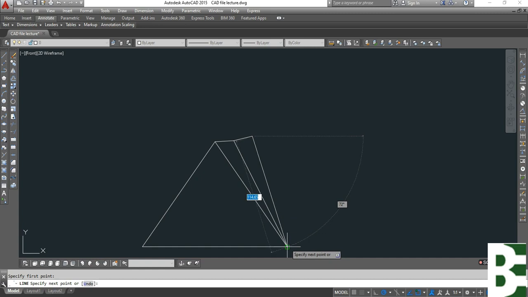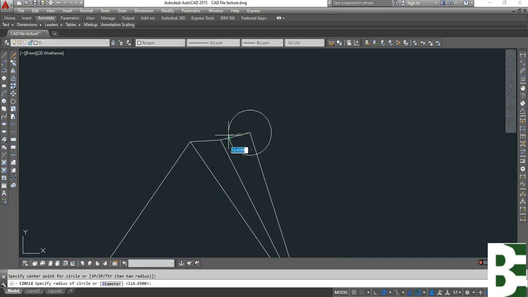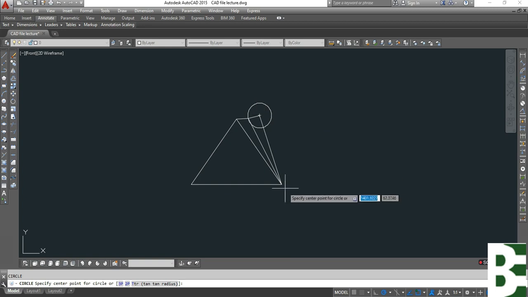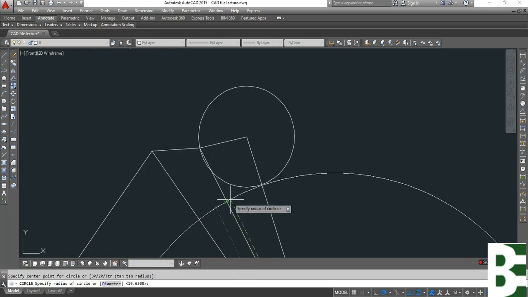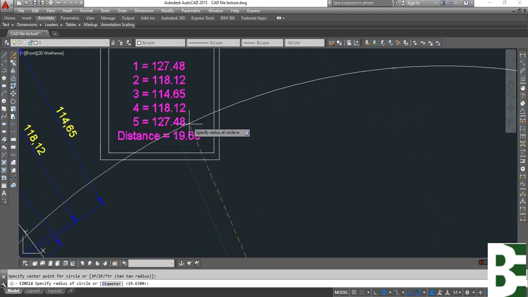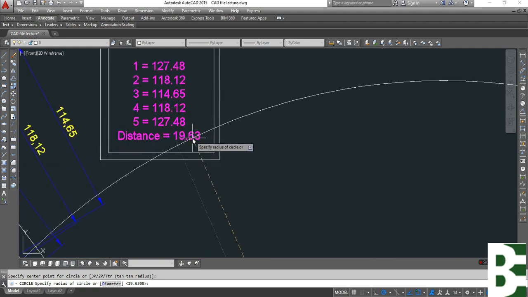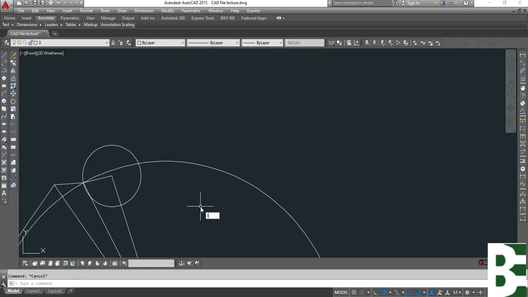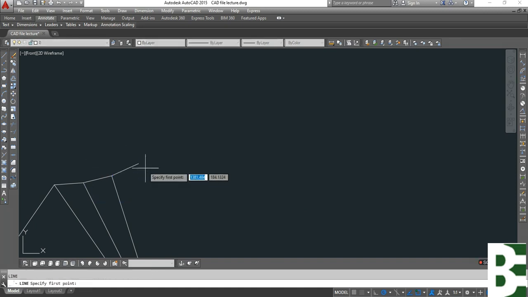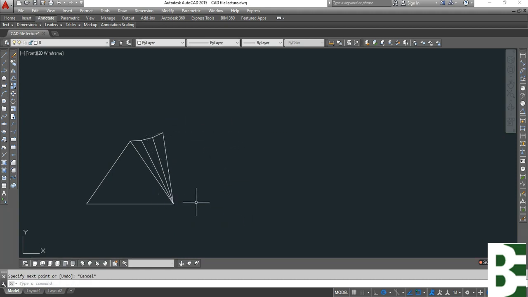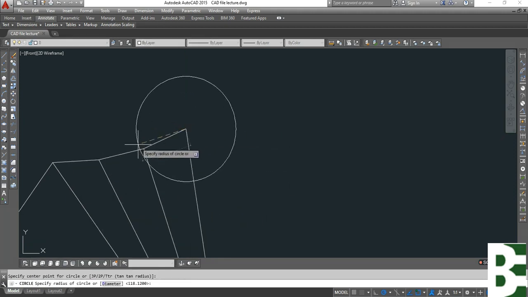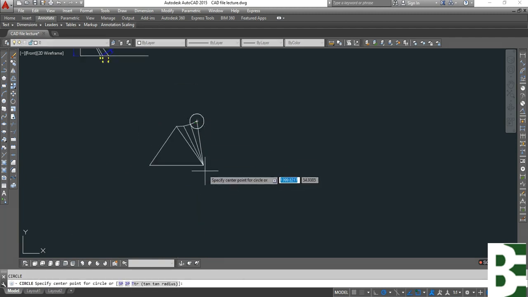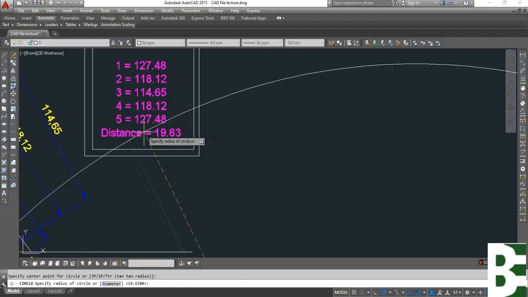Match with each other, and repeat the same process from here also, 19.63 again and again from the top and from the bottom. Now it will be on number 4, 118.12. Now okay, mistakenly deleted it. And the last one, number 5, 127.48.